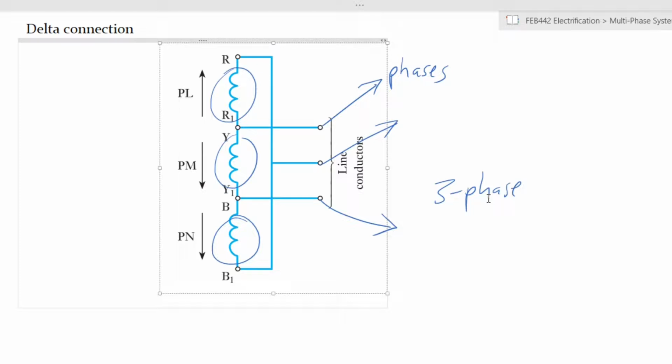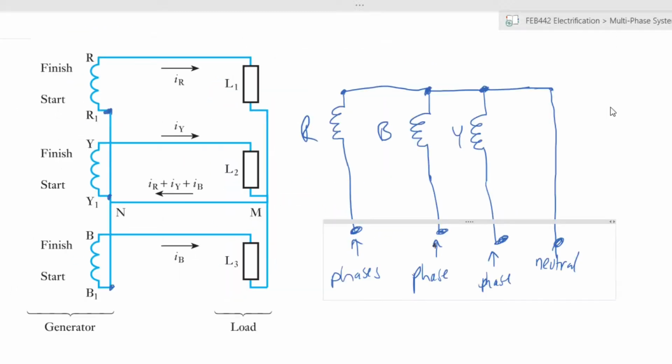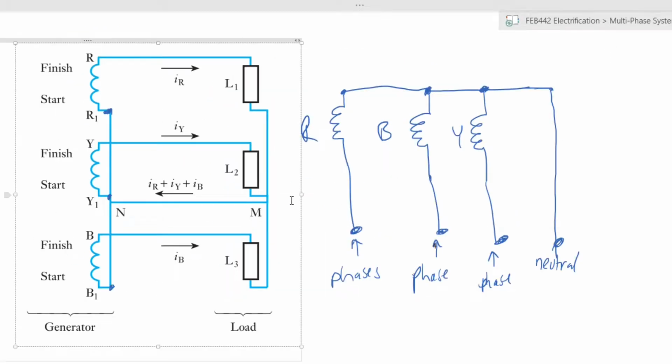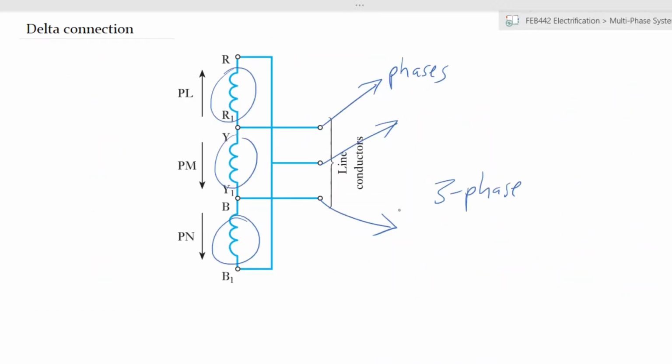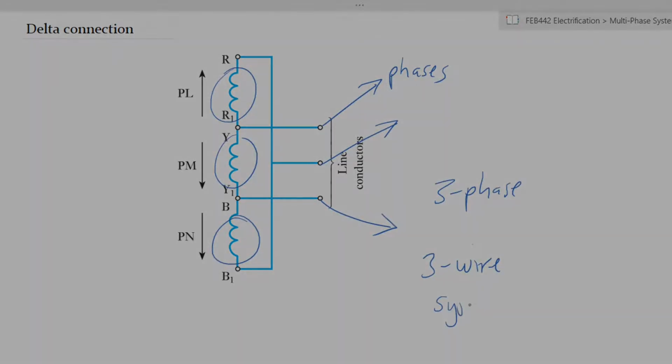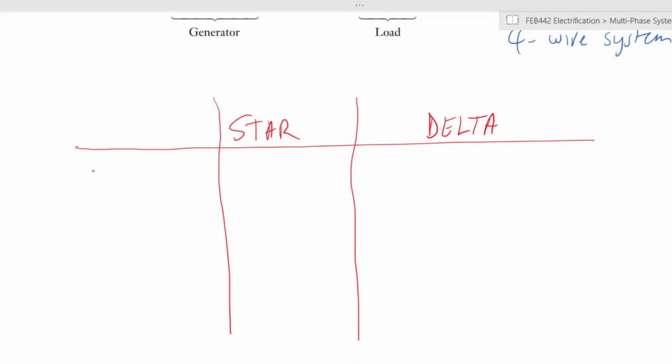3-phase voltage can be either transmitted or connected in a delta connection, that is 3 wires, or if you have it in a star connection, it will be connected in 4 wires. So this is a 4-wire system, and the delta connection is a 3-wire system. Let's start with the currents.